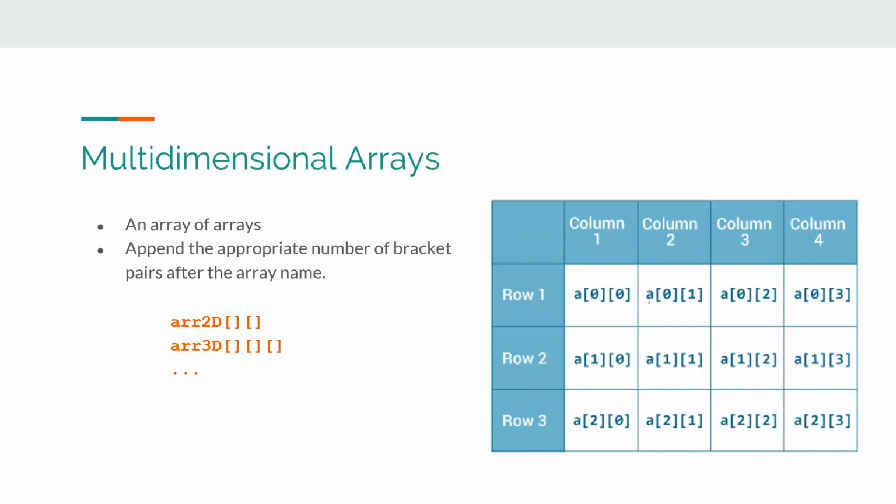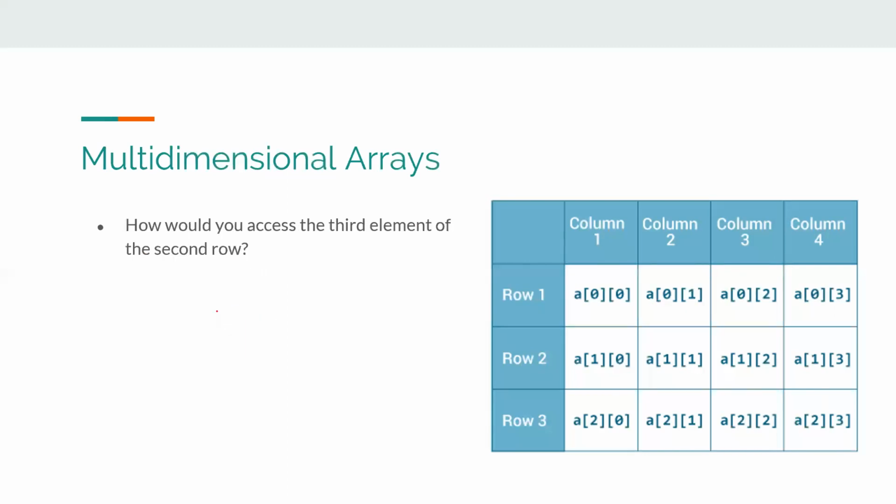a two-dimensional array is an array of arrays. If it's a 3D array, you have 3 square brackets. For a 2D array, you have 2 square brackets. So this is going to make a two-dimensional array. And you refer to them kind of like in a coordinate system. You do the row first and then the column. So to access the third element of the second row would be this guy right here. You would say A of 1, 2, right?